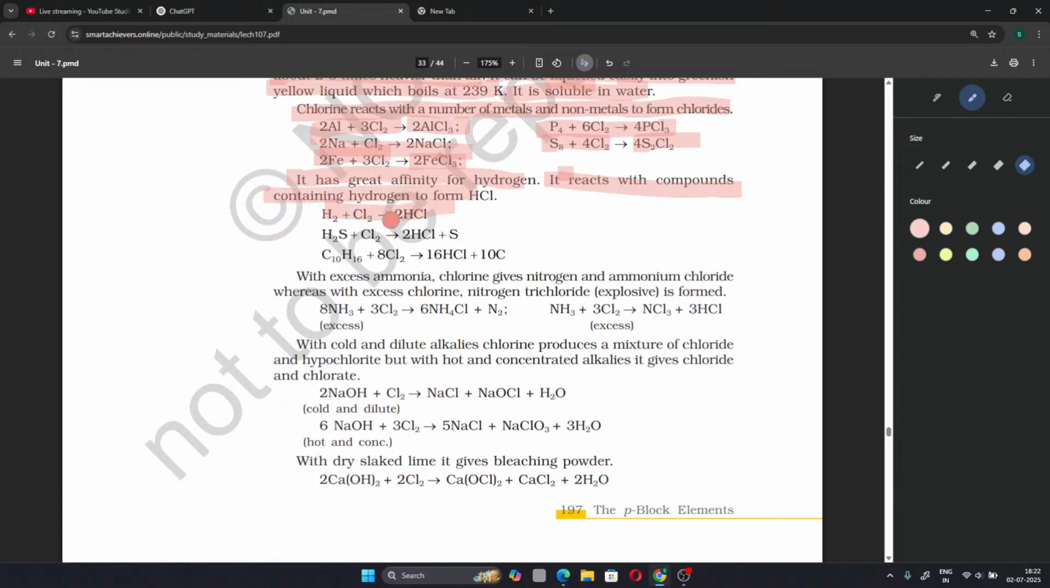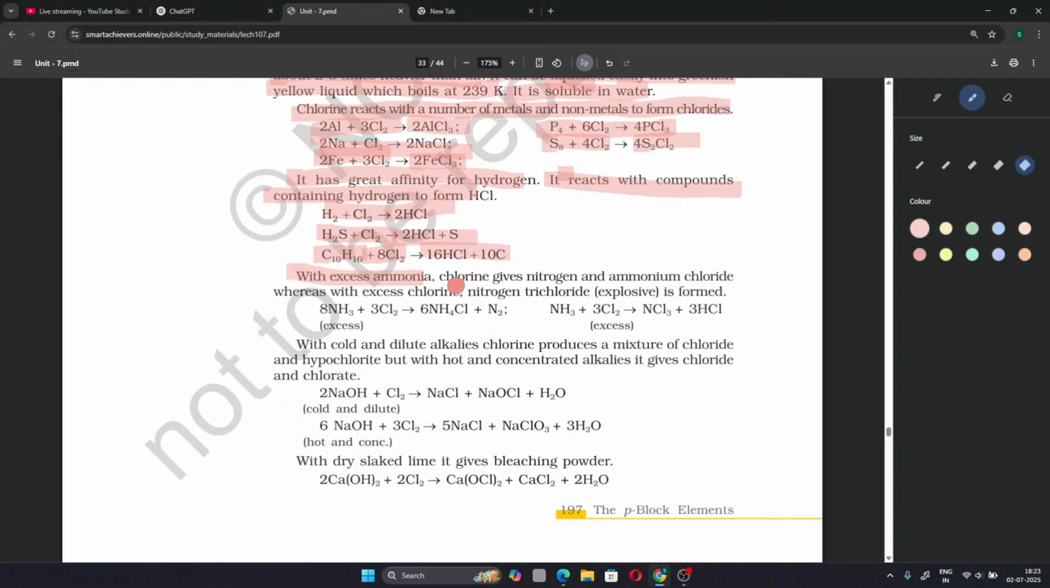H2 plus Cl2 gives hydrochloric acid. H2S plus Cl2 will give hydrochloric acid and sulfur. C10H16 plus 8 chlorine will give 16 HCl plus 10 carbon.